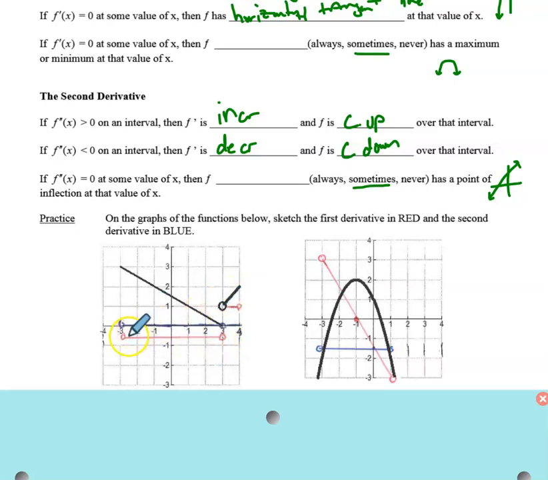And then next, the slope of this horizontal line and the slope of this horizontal line are both zero. So your second derivative in blue is this horizontal line with a gap or a hole here at x equals 3, and that gap is required because if the first derivative is undefined, then the second derivative is also undefined. Next, we have an upside-down parabola.